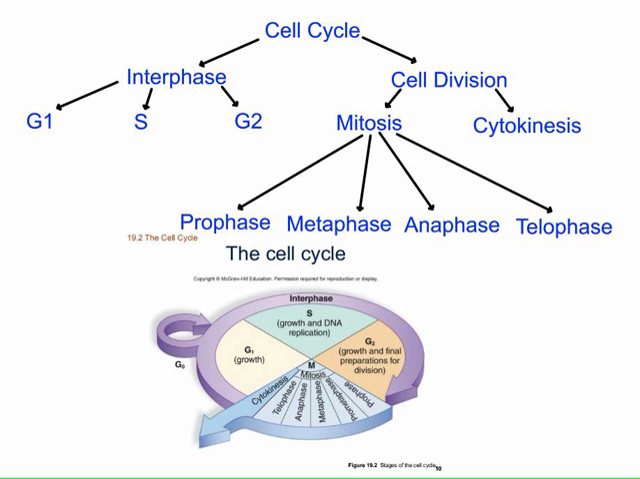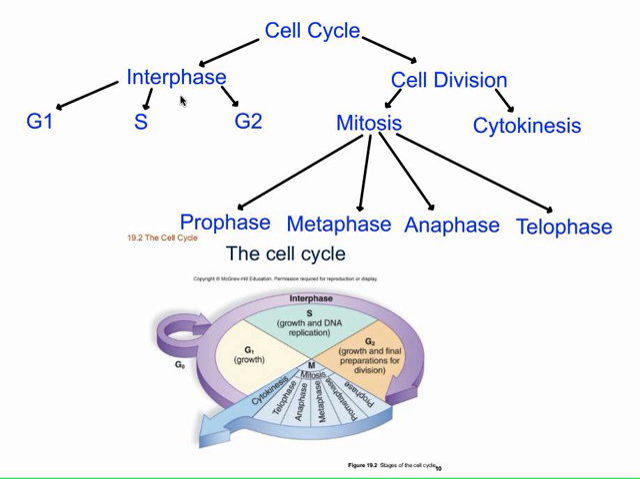So the cell cycle can be divided into two general parts, that is interphase and cell division. So look down at this picture. Interphase goes around the outside. It's the part that takes up most of the cell cycle. It's where the cell will spend most of its life. Then we have cell division.